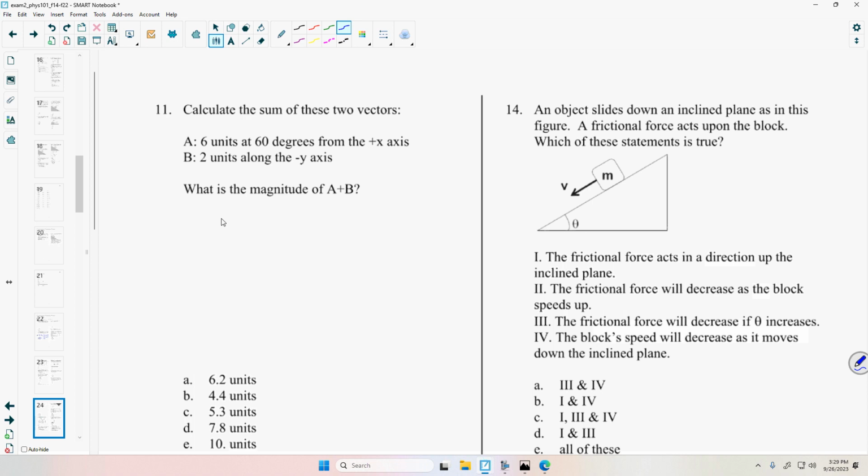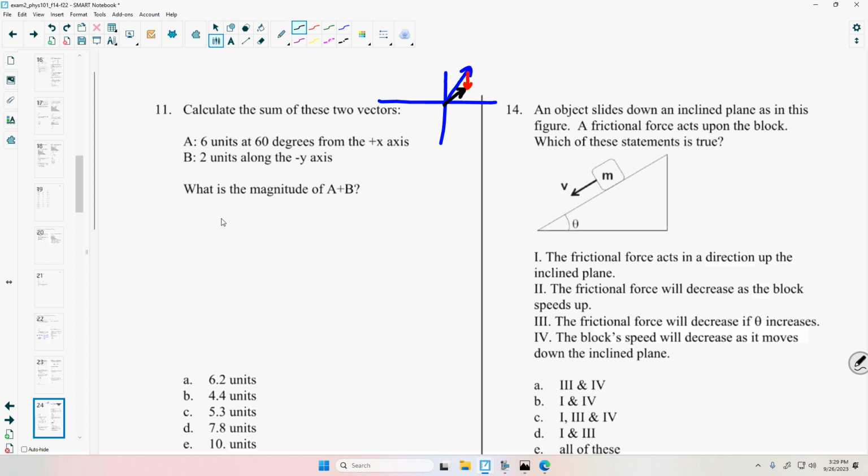First thing you want to do, I like to draw the picture first. You should have plenty of time, so I would go ahead and do that. 6 units at 60 degrees from the positive x-axis. That angle is about 60 degrees. And then 2 units along the negative y-axis. Oh, I should have drawn that first one bigger. 2 units, so it's about that big. That means that my resultant vector is going to be about like that.